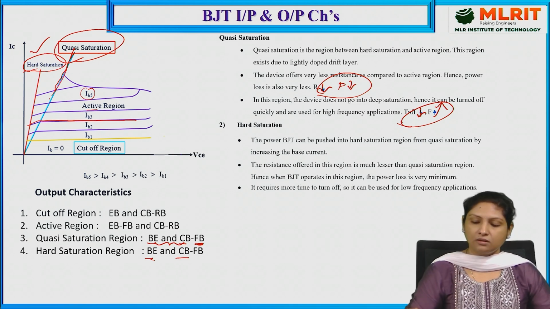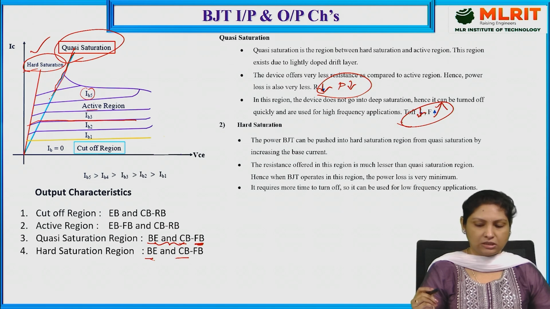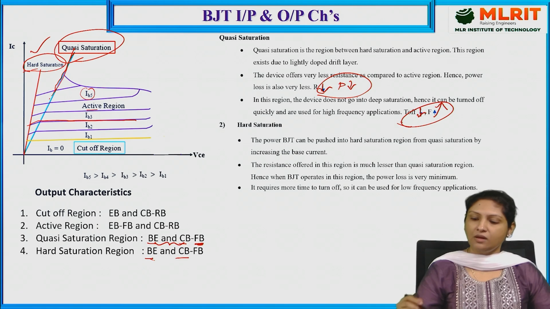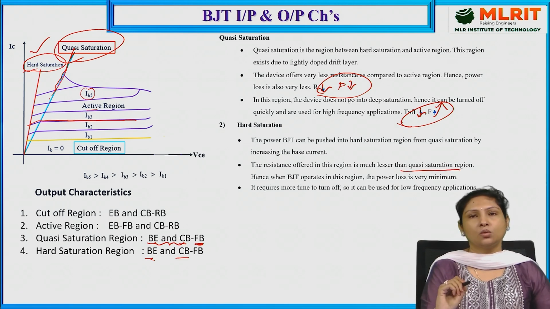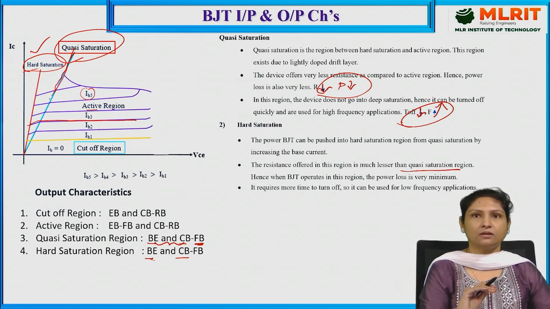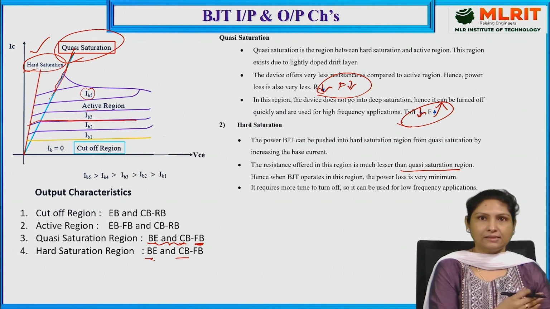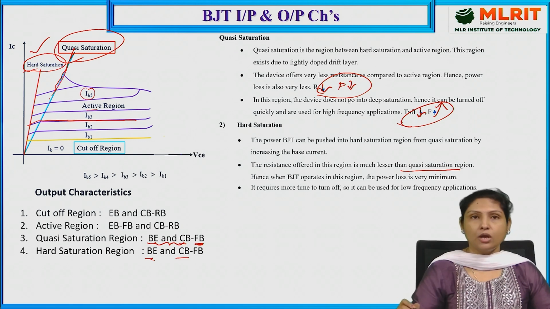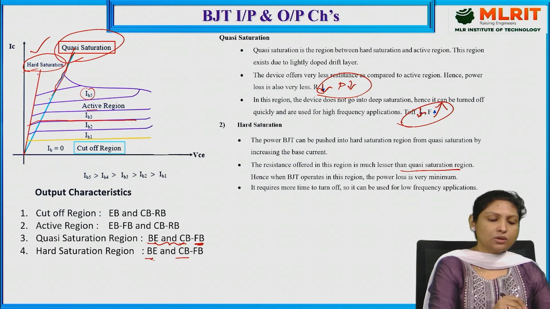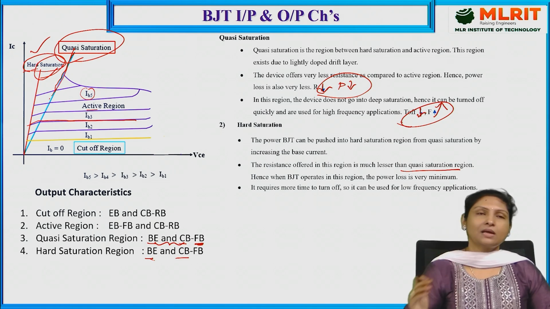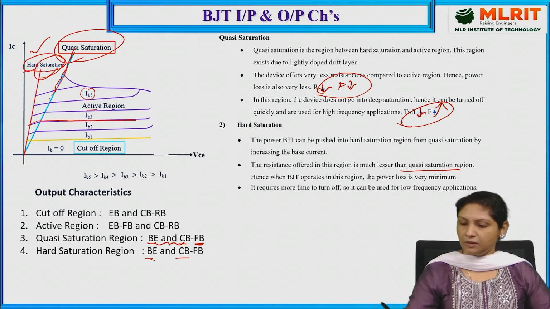In this particular hard saturation region, the resistance offered is much lower even when compared to that of the quasi-saturation region. So when the BJT operates in this region, the power losses will be minimum because the resistance is low. But as the resistance goes on reducing, it requires more time to turn off because it is going into the deep saturation mode. So the time required to turn off the transistor will be more. That is the reason this can only be used for low frequency applications.